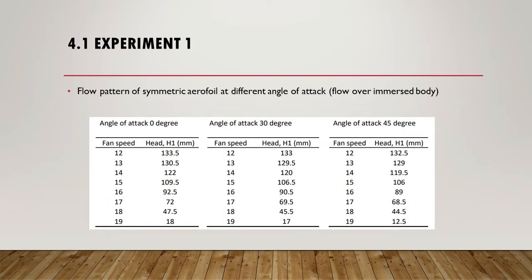Next, I will talk about experiment 1, which is the flow pattern of a symmetrical airfoil at different angles of attack, which is the flow over an immersed body with varying attack angle and varying speeds. For the varying angle, we'll be using angles of attack of 0 degrees, 30 degrees and 45 degrees. And for the fan speed, we'll be using 12, 13, 14, 15, 16, 17, 18 and 19. So all of the data is recorded.